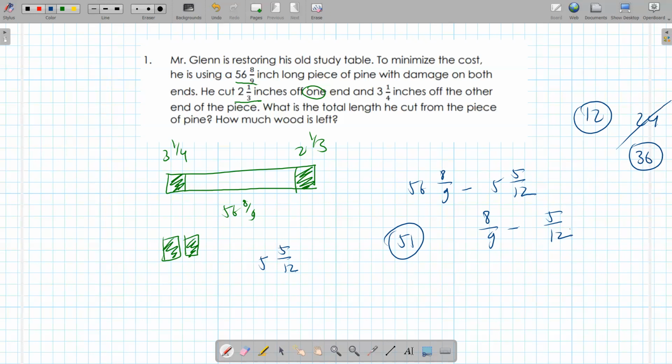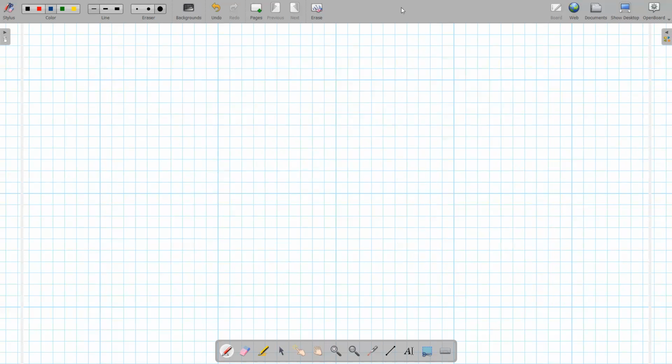So it's 36. That means we need to multiply this by 3, and we need to multiply this by 4. So we get 32 minus 15 over 36. 32 minus 15 is 17. So the answer is 51 and 17 over 36. Don't turn it into an improper fraction. That'll make life very difficult.